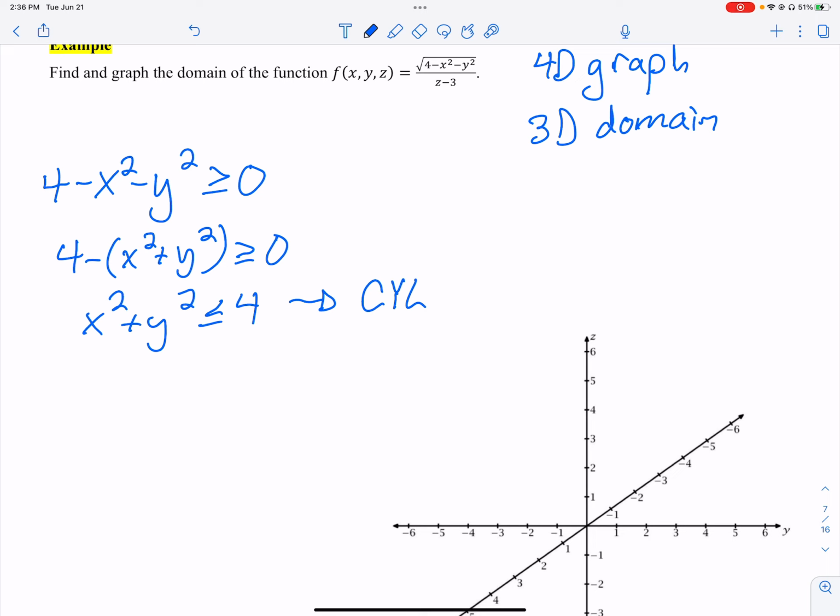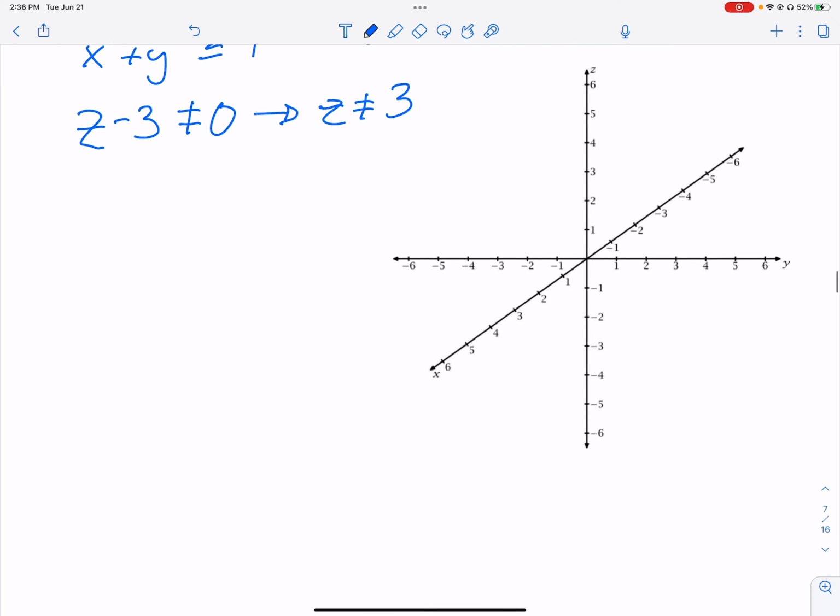So we have that. Okay, that's one part of my domain, is that I have to have that circle within 4. I also have to have z minus 3 that can't be equal to 0. It's in the denominator. That tells me z can't equal 3. We'll handle that in the last. Okay, so let's draw this picture.